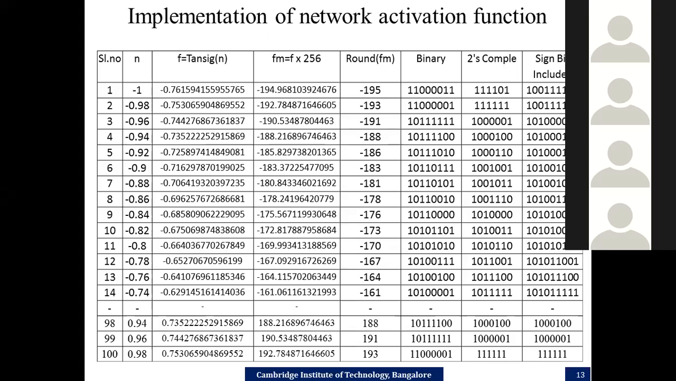Similarly, for implementing the network activation function, which is either purelin or tansig: for purelin, I don't have to do anything because input will be equal to output. But for tansig, I have taken values of n varying from -1 to +1 at 0.2 intervals, and for all of them I generated the function in MATLAB. Again, I multiplied by a scaling factor of 256, rounded it off to the nearest integer, converted it to binary, and converted that to 2's complement format, including a sign bit.